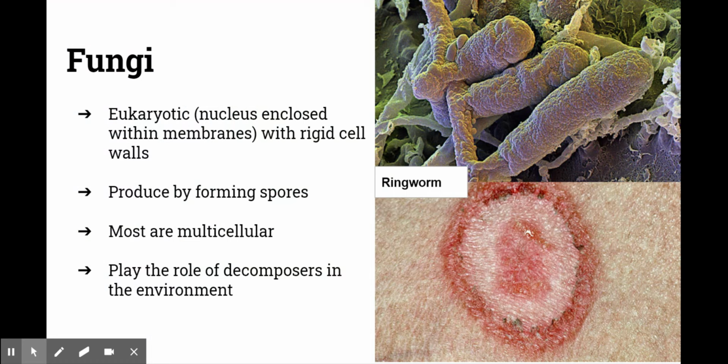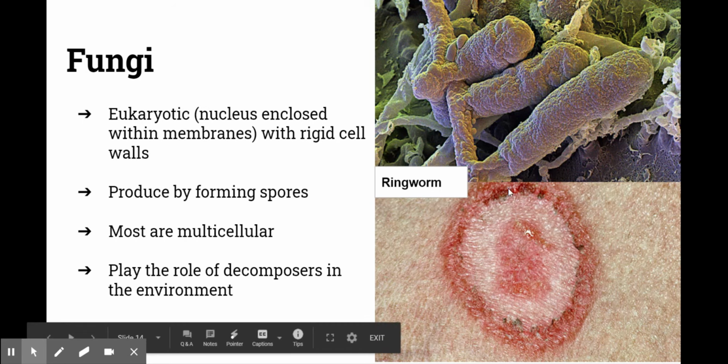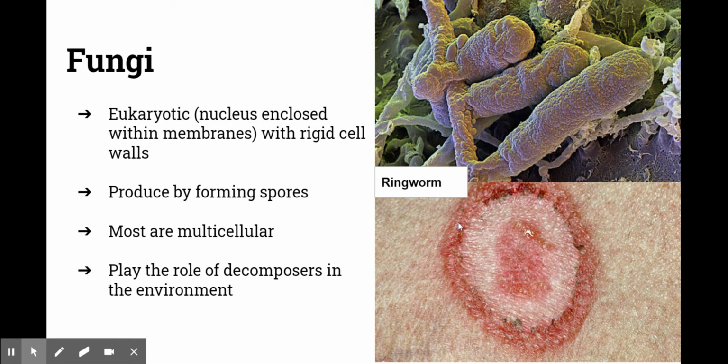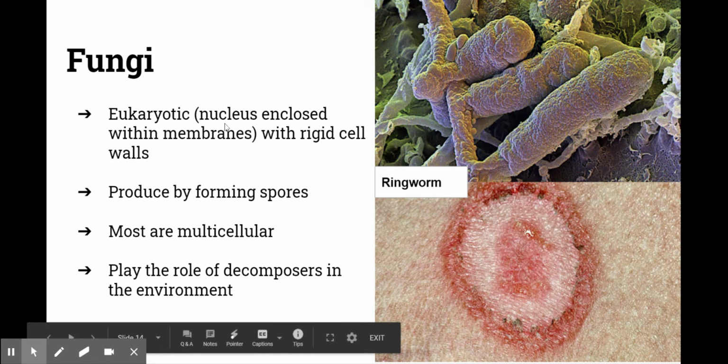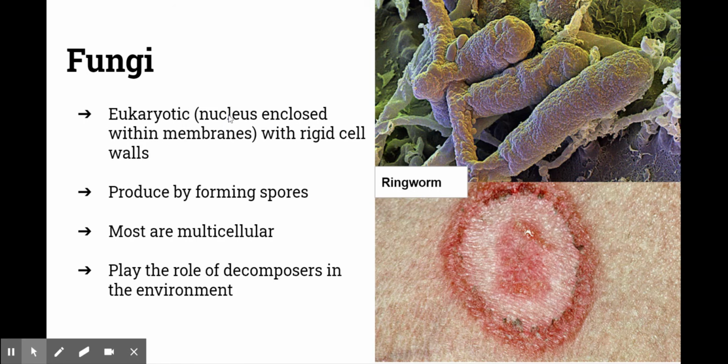Fungi, the fungus among us. The third classification of infectious agents. Fungi, for example, ringworm over here, you can see why it gets its name there, are eukaryotic, meaning that their nucleus is enclosed with a membrane, and they have cell walls, rigid cell walls. They reproduce by forming spores, and they are a little more complicated in that they are multicellular. So we're starting to get a little more complicated here.